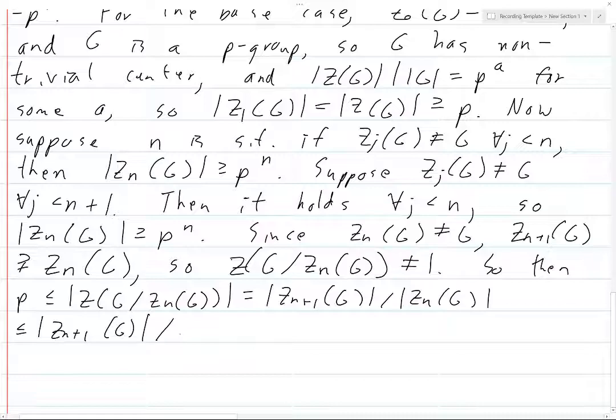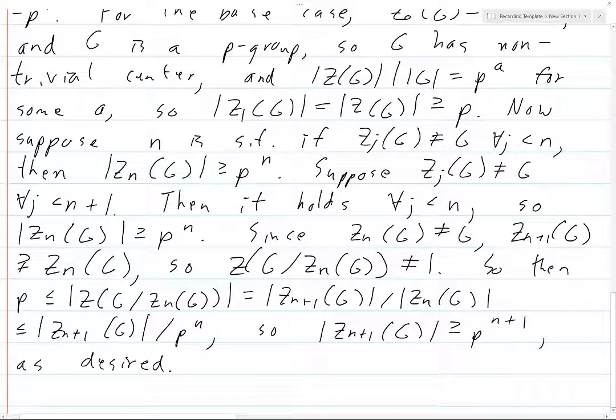It's greater than or equal to p^{n+1}, as desired. So we got |Z_{n+1}(G)| is greater than or equal to p^{n+1}, and that's what we need for our inductive step, and hence it holds for all i greater than or equal to 1. So now we can move on to what we're actually trying to prove.